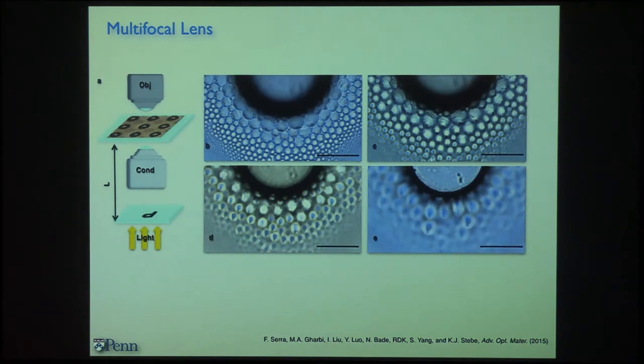So we actually have a multifocal lens that self-assembles. All right, and if you mess it up, it reheals itself. And if you heat it up and cool it back down, it heals itself. And you don't have to do it on a flat surface. You can do any surface you want. We can transfer it onto a capillary. Capillaries seem to be popular.